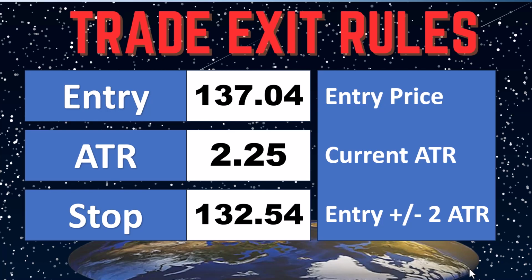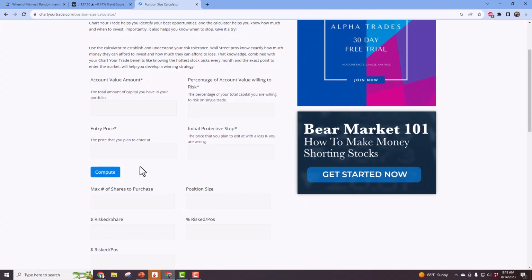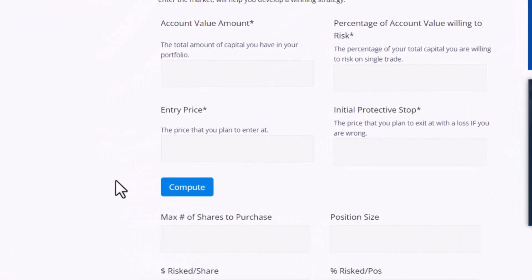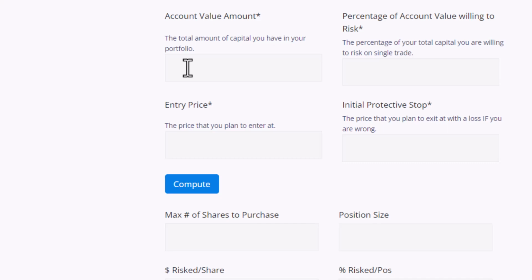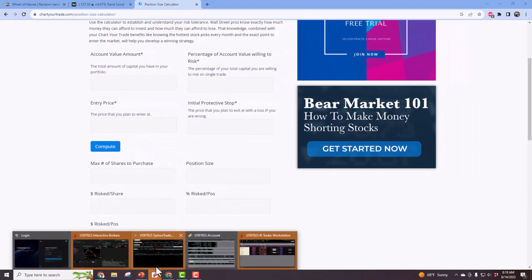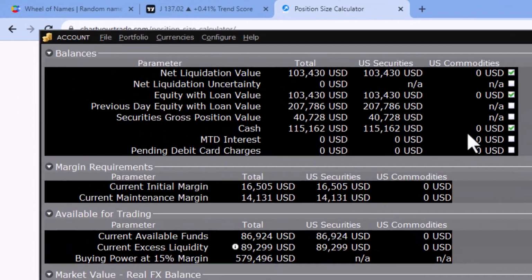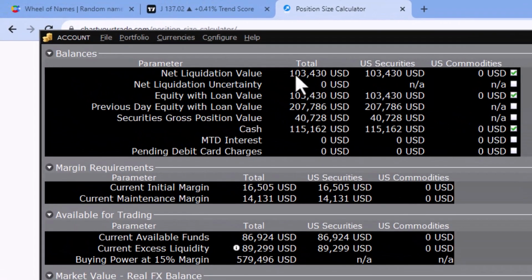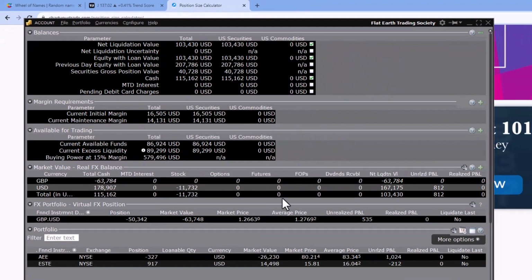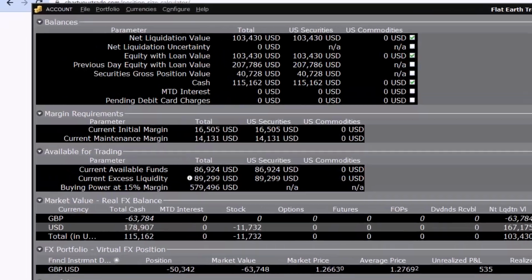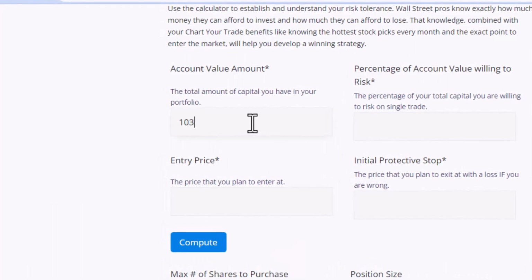Let's put this into a position sizing calculator to get our position size. Here we are on chartyourtrade.com, position sizing calculator. And the first thing we need to do is get our current account value. So let's go grab that. Here's our current account value. It's $103,430. You can see we've got our positions working. We've got our AEEs up nicely. ESTE is down. And we've got our pound dollar trade here up 535. So 103,430. We're risking 1%.